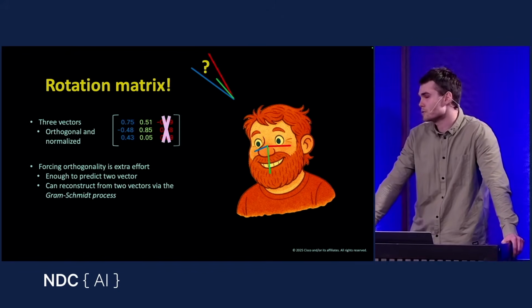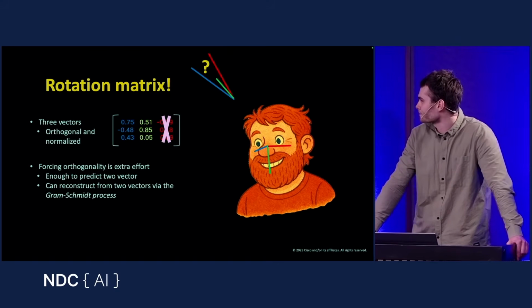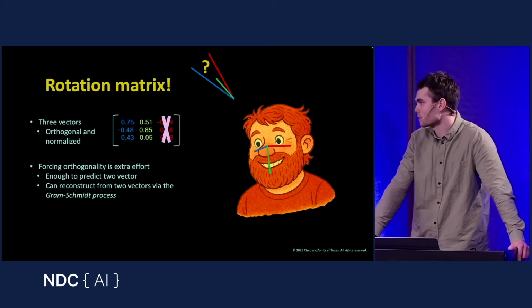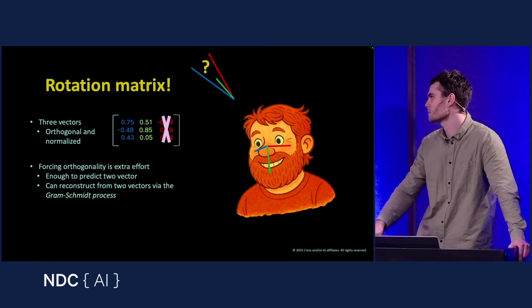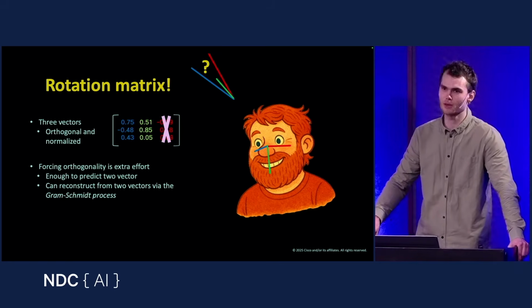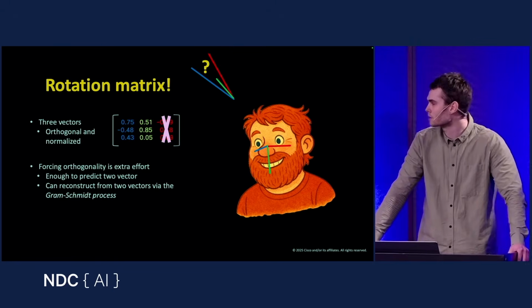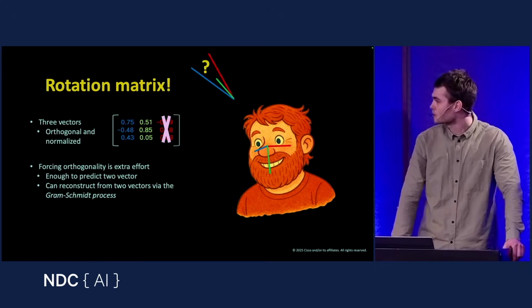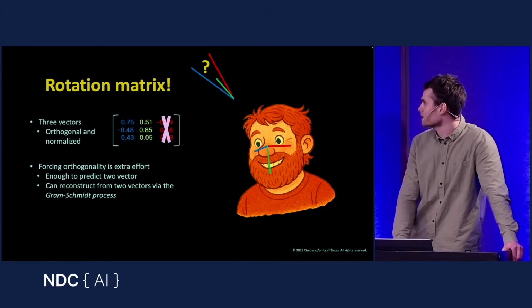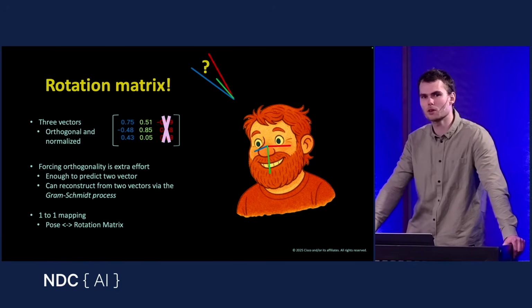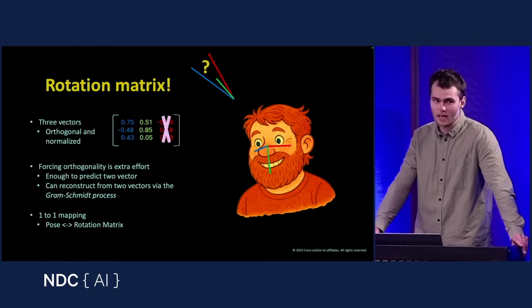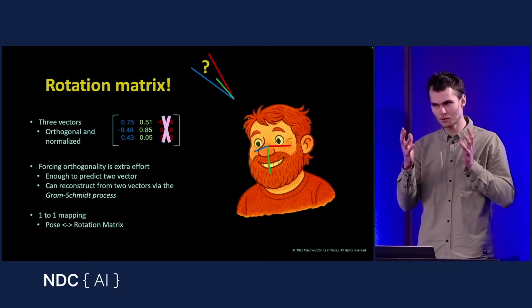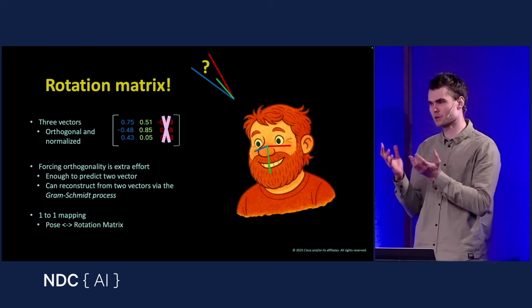If you predict 2 vectors freely, you can reconstruct 3 orthonormal, so orthogonal and normalized vectors from that with something called the Gram-Schmidt process. And that means the model doesn't have to bother with learning to predict something that is orthogonal. We can just do it for it. And this process is deterministic as well. And what's really nice about this rotation matrix is that there is a one-to-one mapping between a rotation matrix and the orientation of a head. You see, there is only one correct rotation matrix for each head rotation. And for each head rotation, there is only one correct rotation matrix.